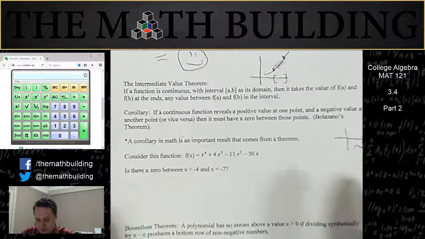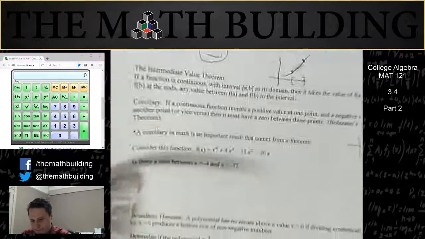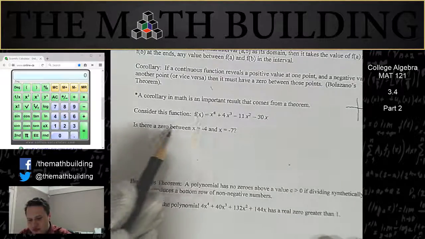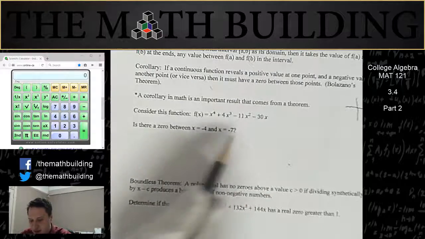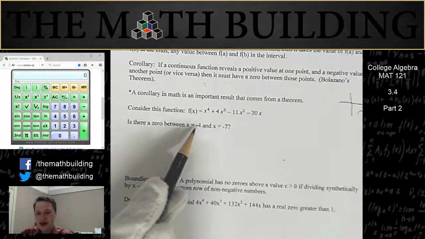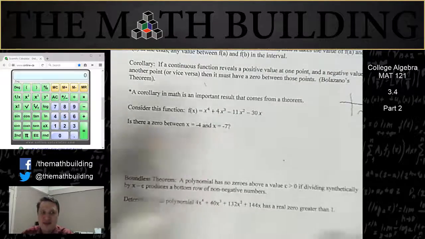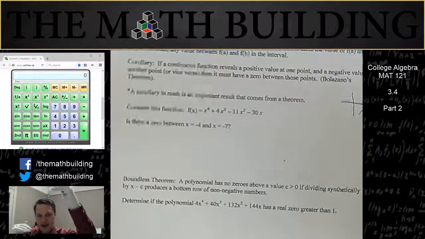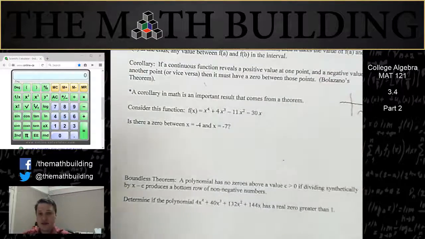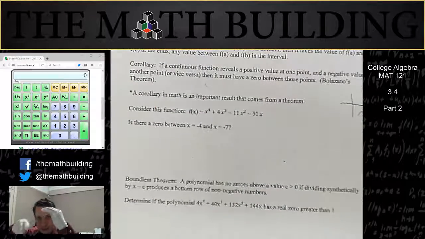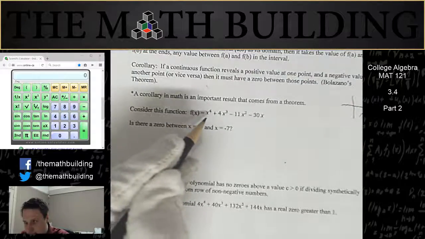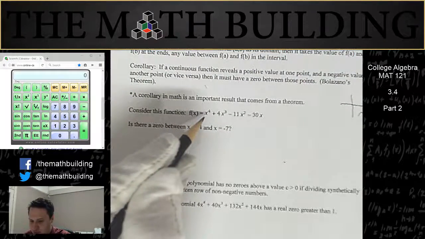Let's look at an example. Is there a zero in this polynomial between -4 and -7? If we plug in -4 and -7 and one is positive and one is negative, then because this is a continuous function, there has to be a zero somewhere in the middle there. So let's try that out. Let's see if my calculator skills have improved.